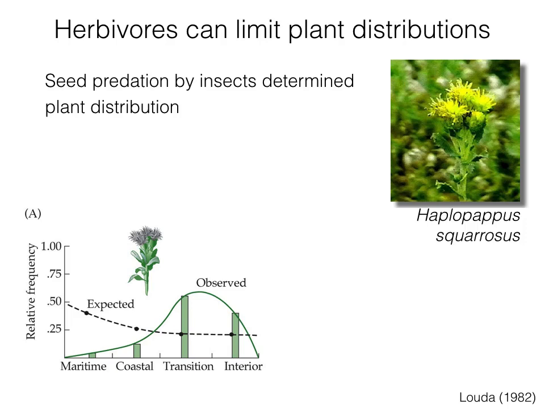And they know that because this is when herbivory was restricted. The Haplopappus was actually able to grow in these local maritime locations, as well as interior locations. But when the insect herbivory was allowed to occur, Haplopappus's observed distribution changed dramatically, and that's shown in those green bars.